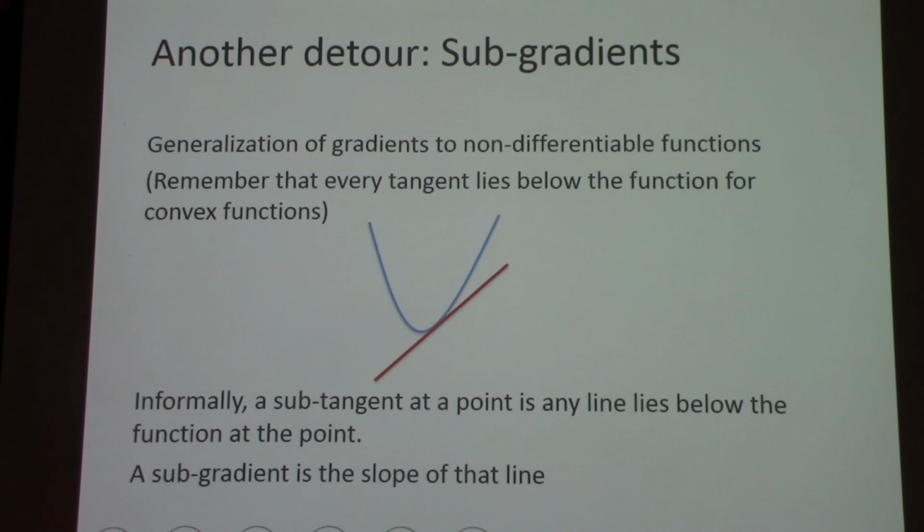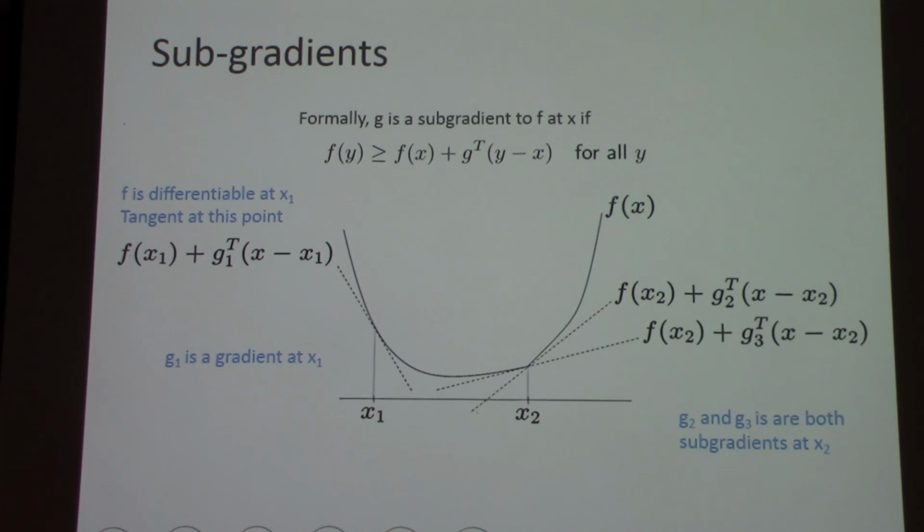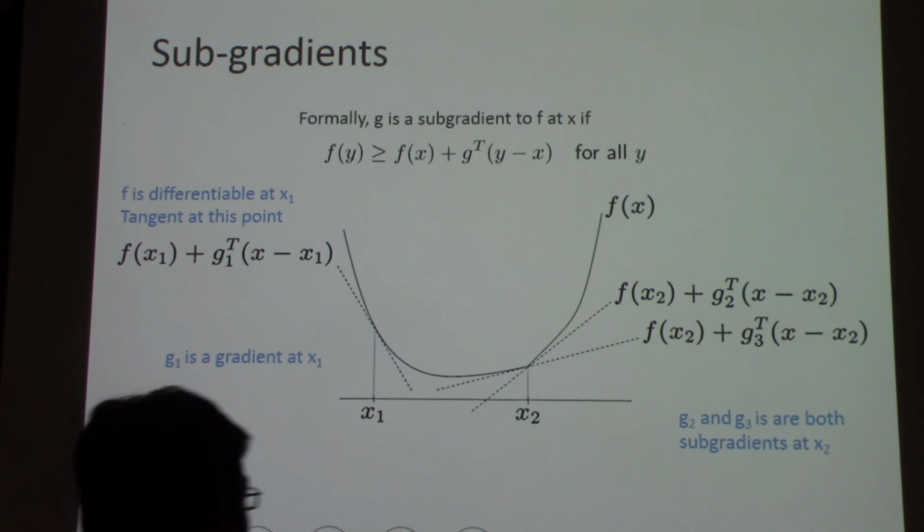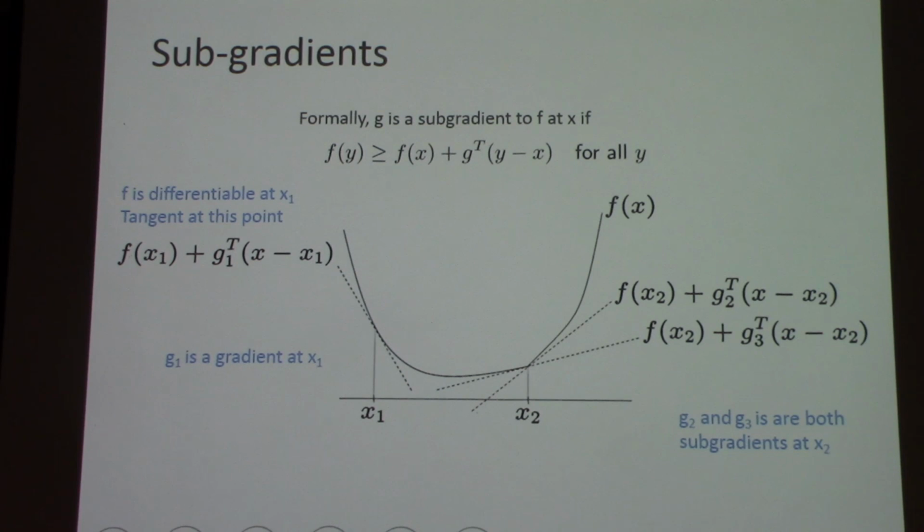A subgradient, or a subtangent actually, is a line that satisfies the same property. It's any line that touches the function at a point and lies below it everywhere else. And the subgradient is the slope of that subtangent. This picture is actually from a slide by Stephen Boyd, he's written the book on optimization, where there's some function here, and this function is differentiable everywhere except at this one point at x2.